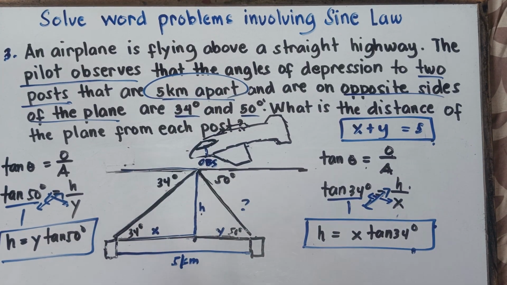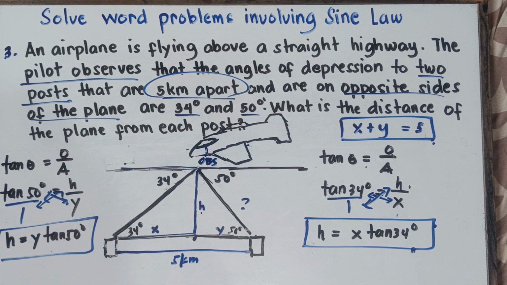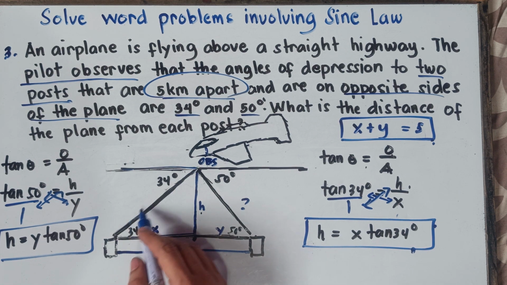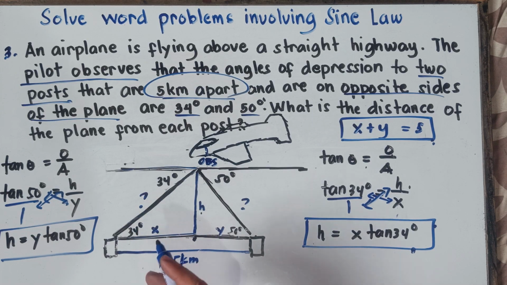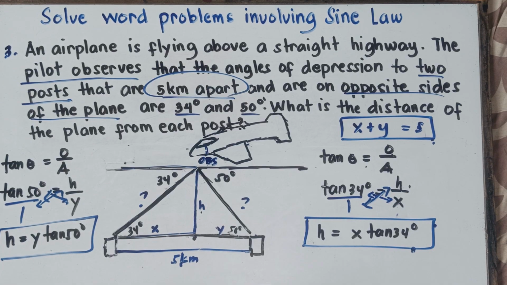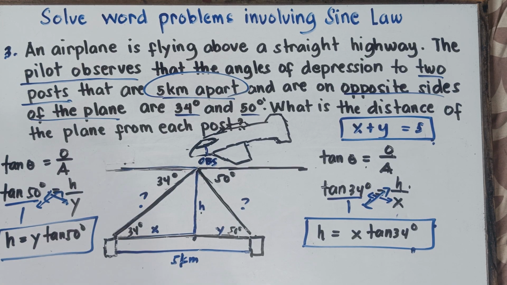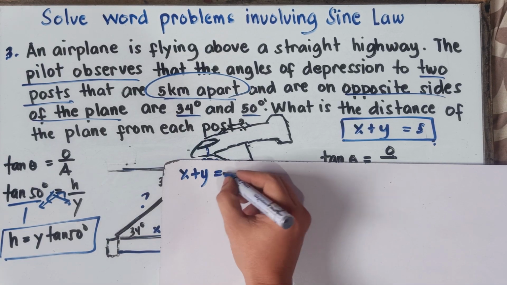I hope, class, you're following because this will be quite complicated. Once again, we're not looking for h; we're looking for the distance of the plane from each post. But we need to find the value of h for us to find this. Let's do it step by step, class. Let me just write down the equation because we don't have enough space. So x plus y equals 5.